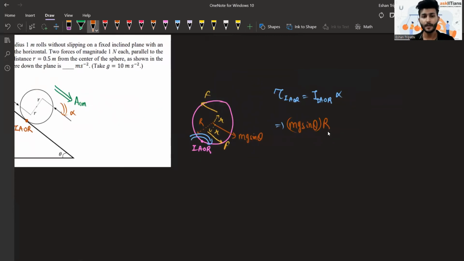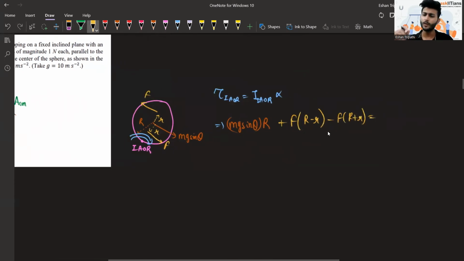Plus, because of this yellow force also, there will be a clockwise torque. So we're going to say F multiplied by (R minus r). But because of this other force F, there's an anti-clockwise torque, so we'll have to subtract it, considering clockwise to be positive. So it's going to be F into (R plus r).